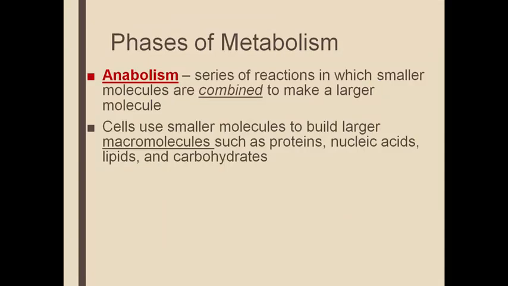With anabolism, we know that these reactions take smaller molecules, combine them together, and they create the larger polymer or macromolecule. So the cells will be able to use these smaller molecules to build or to comprise macromolecules like the 4 organic compounds that we discussed in biology: proteins, nucleic acids, lipids, and carbohydrates.